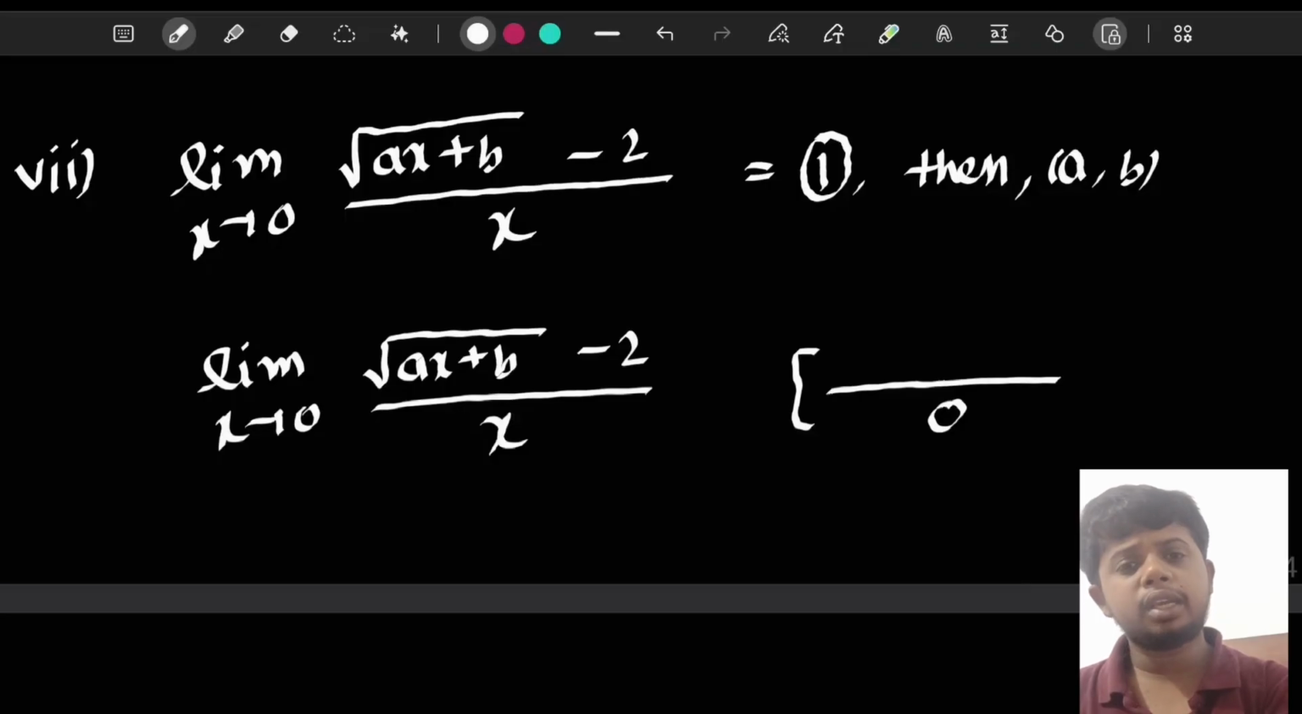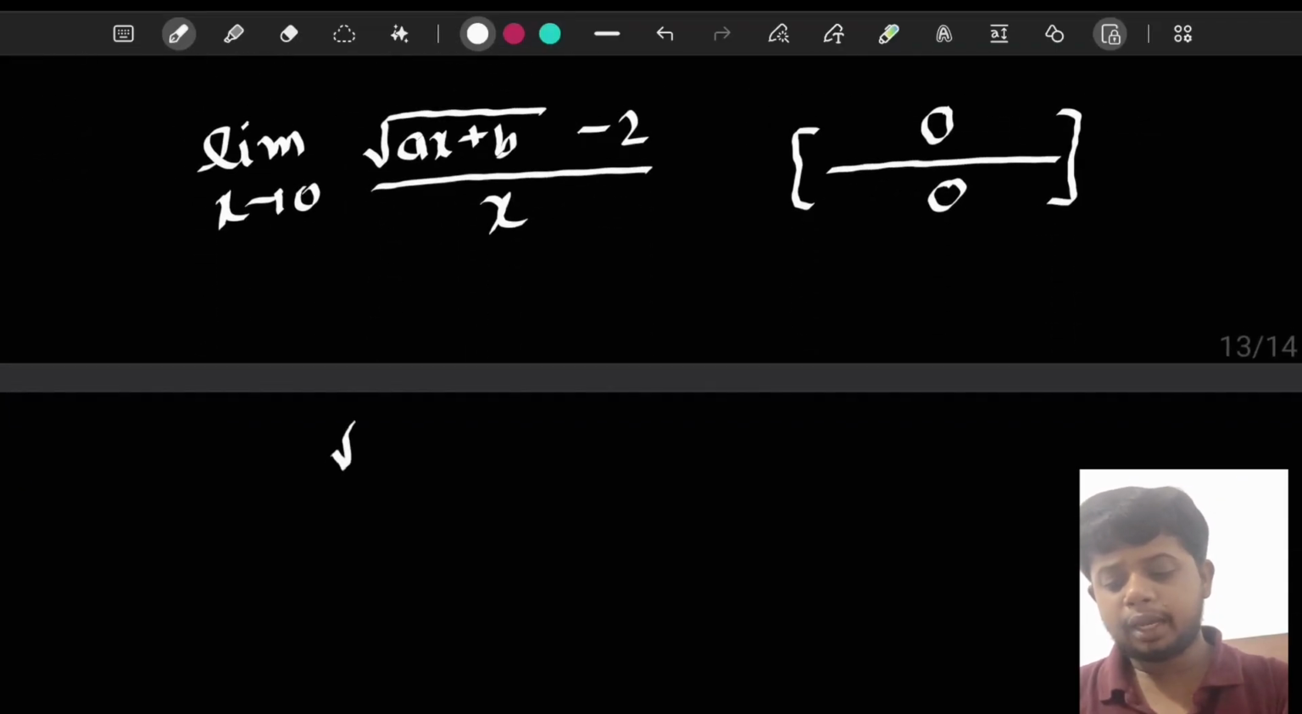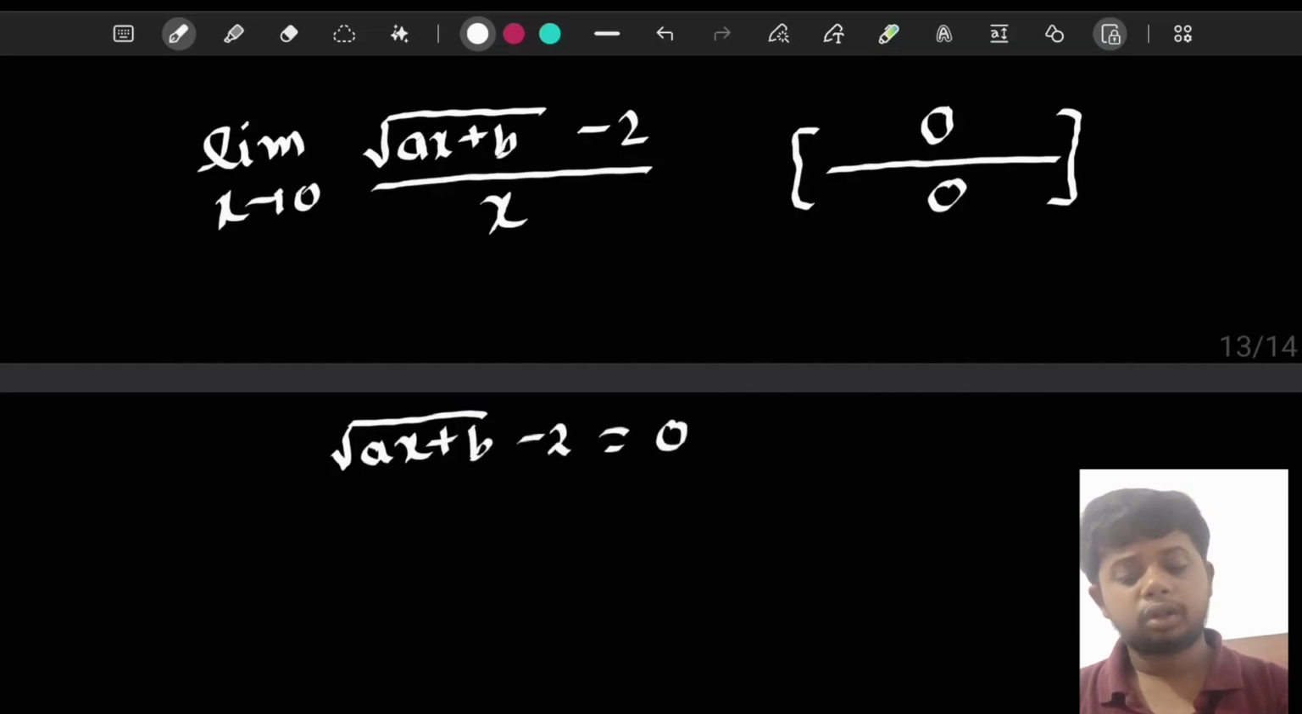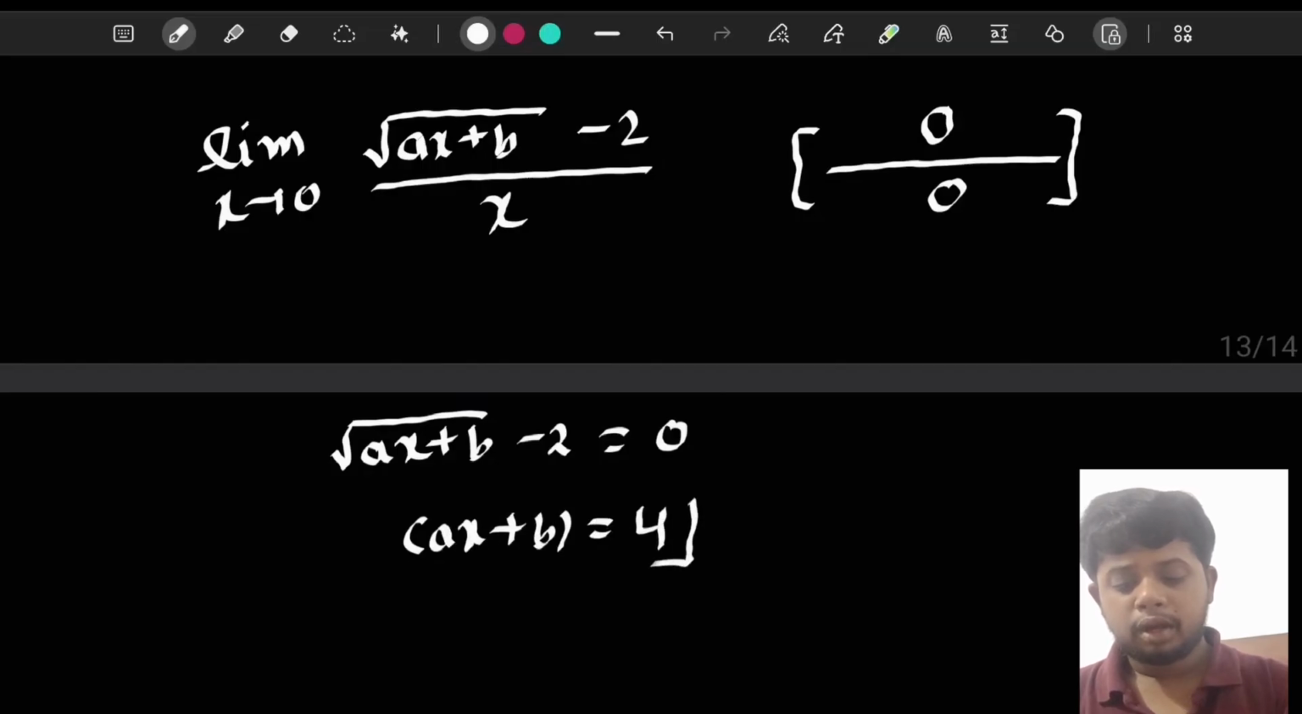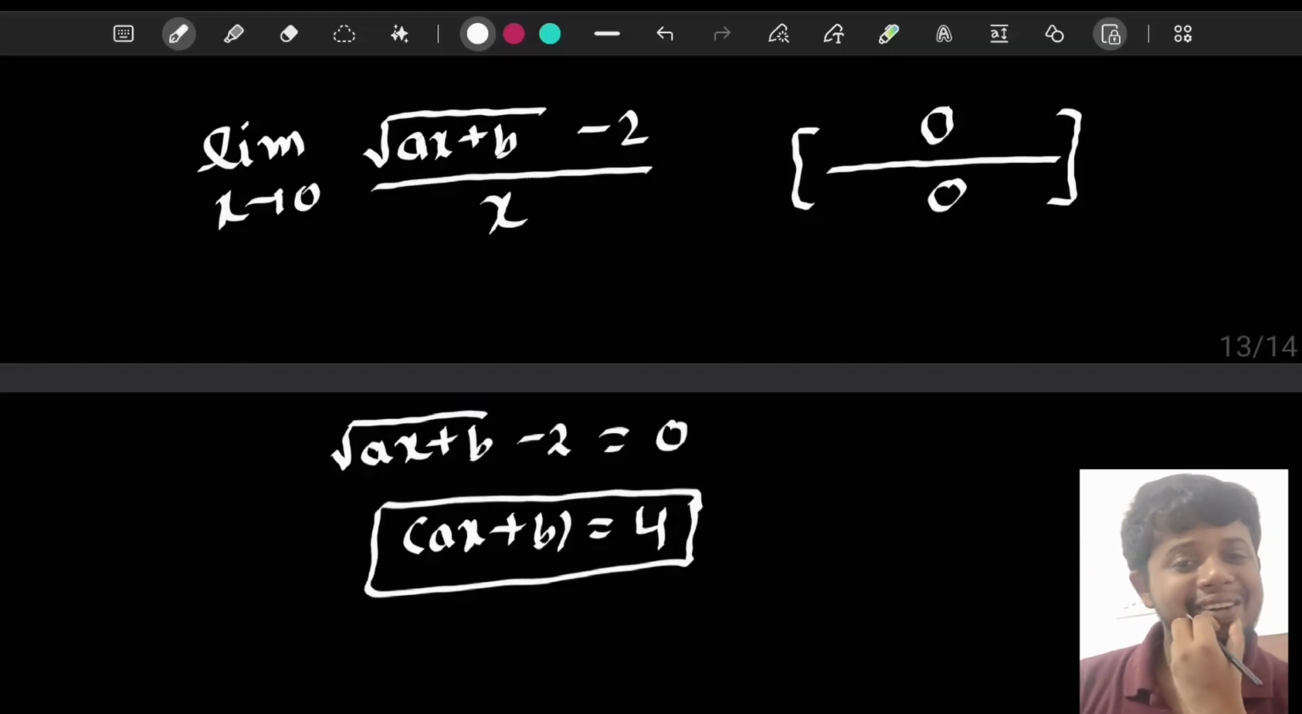We'll say yes sir. That means this numerator will also come 0 only, then only we can apply our limit concept. That means what I'm getting there, under root of ax plus b minus 2 equal to 0. That means I can say ax plus b value is nothing but 4. Remember this result, ax plus b equal to 4.